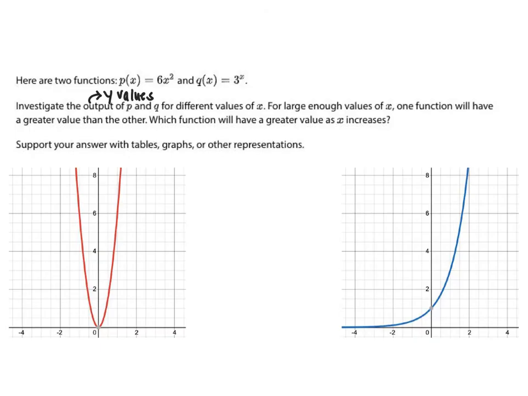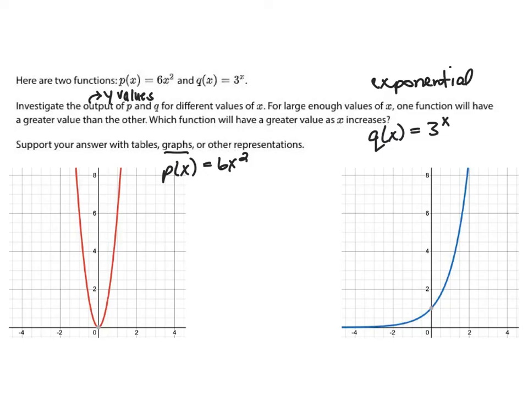I made the graphs on Desmos to help us. This right here is q of x equals 3 to the x. This right here is p of x equals 6x squared. So q of x grows much faster. We are exponential here. Now the graph that I put in here doesn't show everything we need.